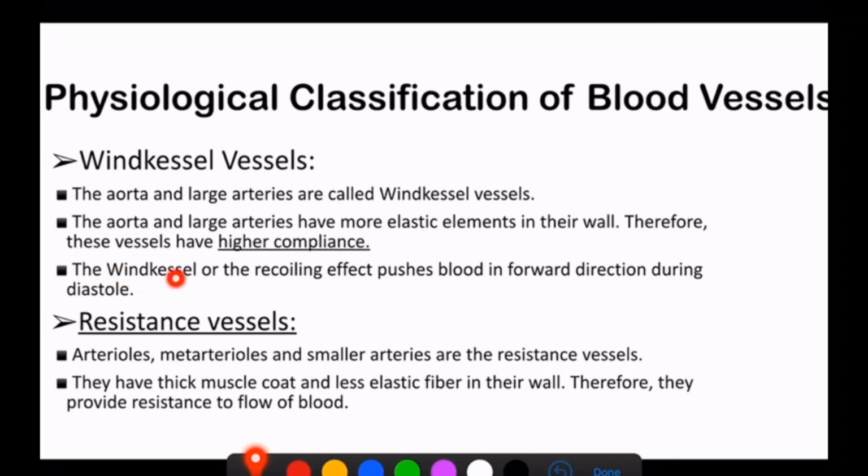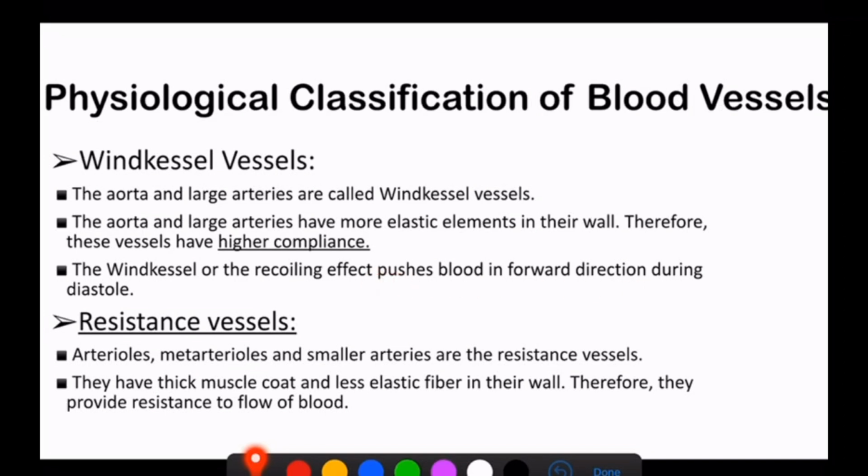The Windkessel or recoiling effect pushes blood in the forward direction during diastole. As in systole, the blood pressure increases, it makes the arteries expand more, and during diastole, they just push the blood in the forward direction.